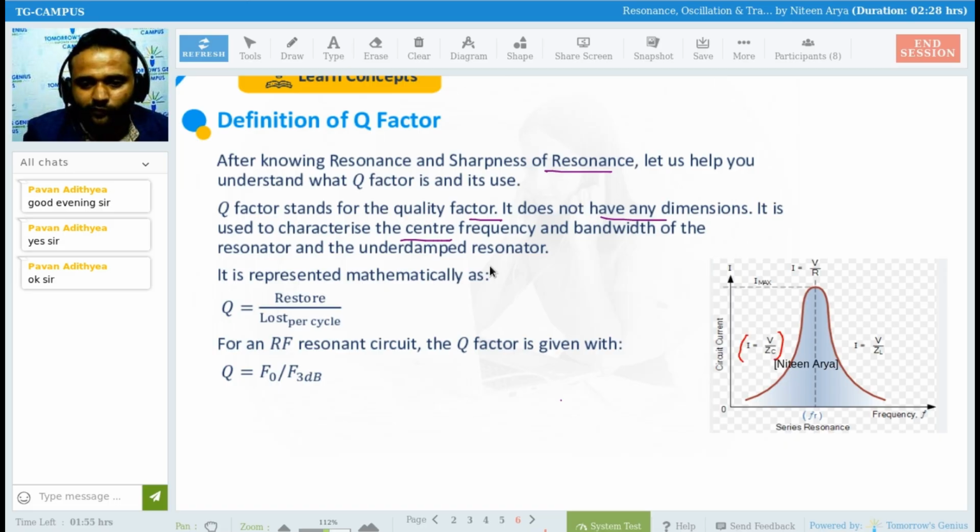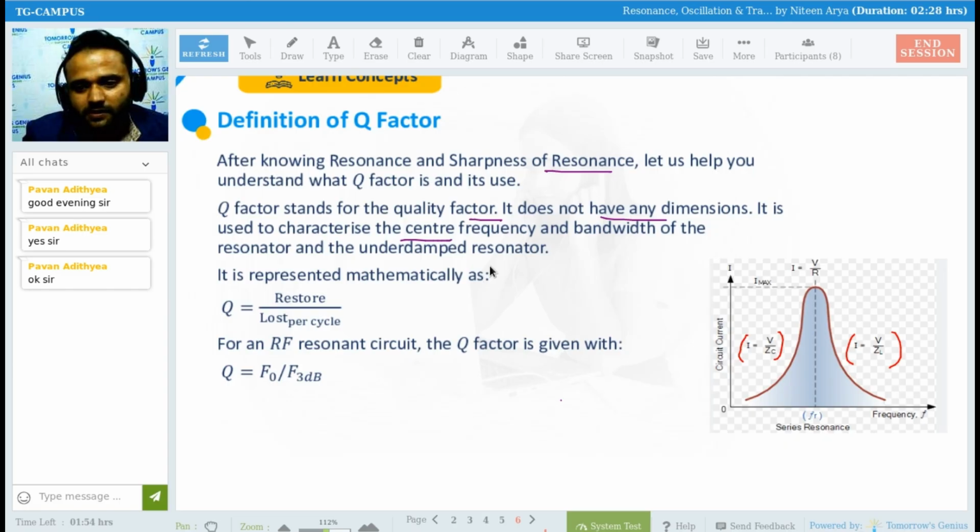the circuit behaves as a capacitive circuit. After this resonance frequency, the circuit behaves as an inductive circuit. That is why I write ZL, and that is why I write ZC. FR is the series resonance frequency, or you can write F naught. So quality, what is now here? Bandwidth. This is your bandwidth.